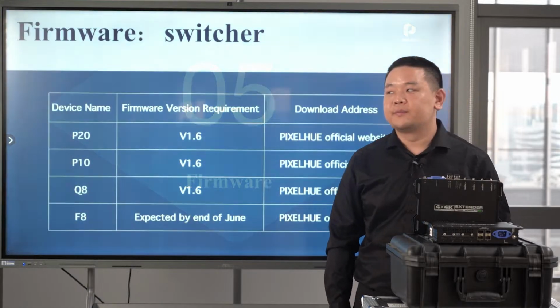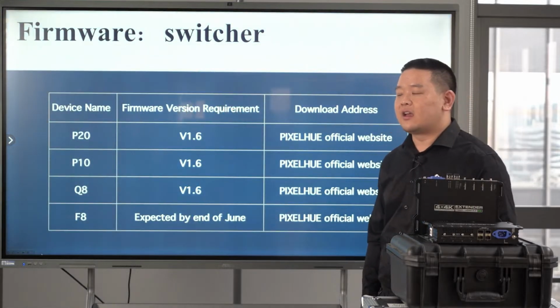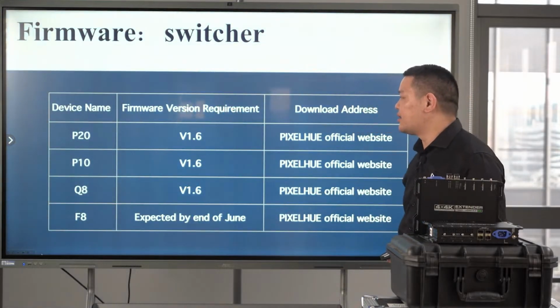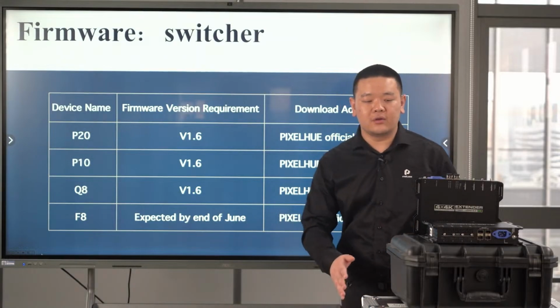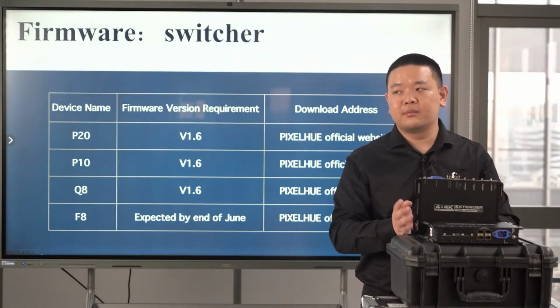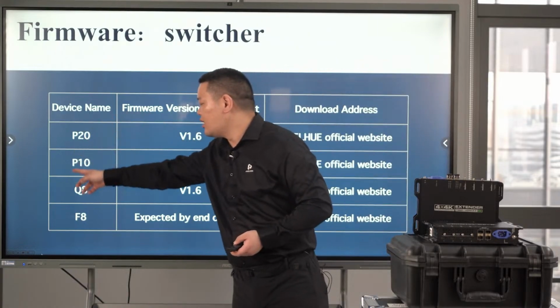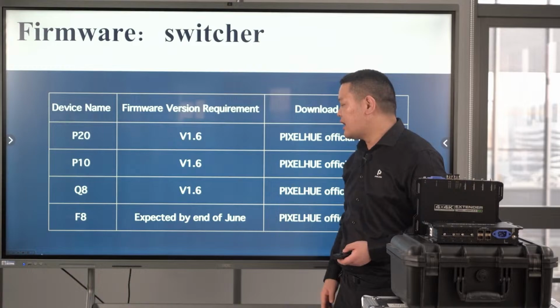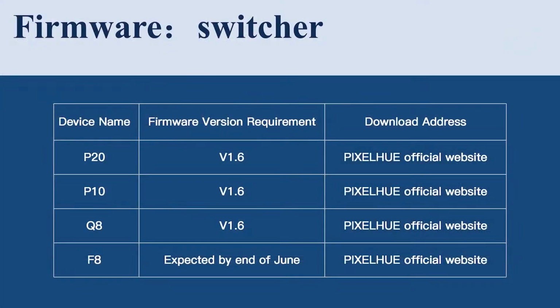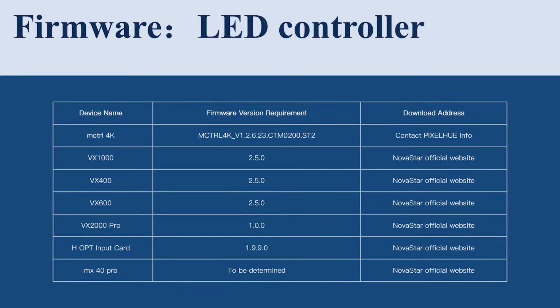The last one is the firmware, because this is part of the new version release. If you're using this product, please make sure you have updated the switcher system to version 1.6. And for F series, it will be released, I think, at the end of this year. It's still under discussion.